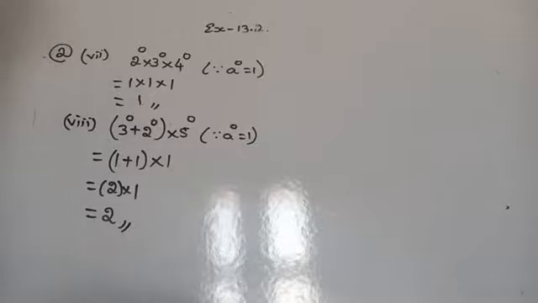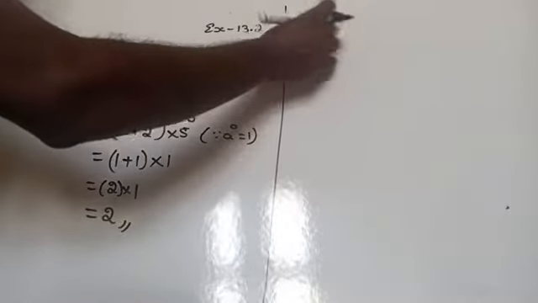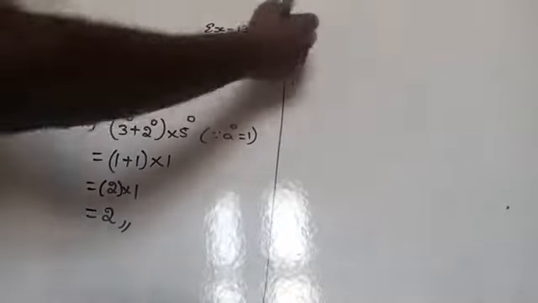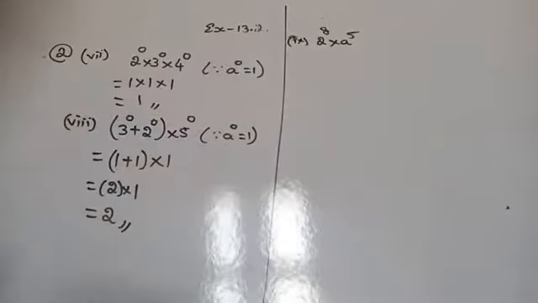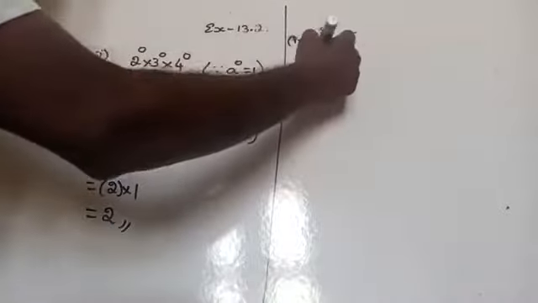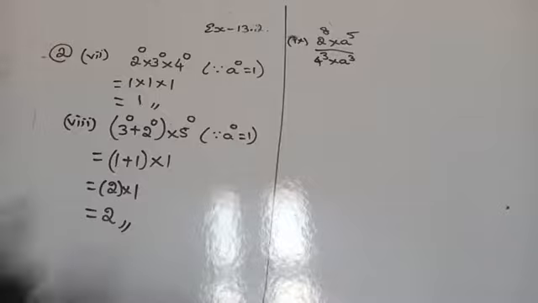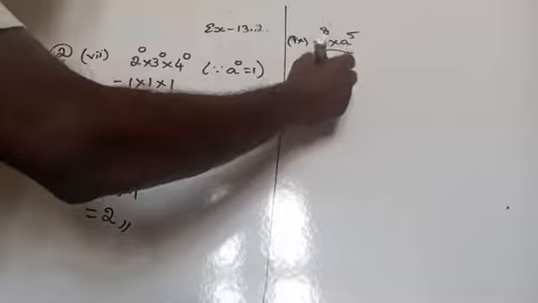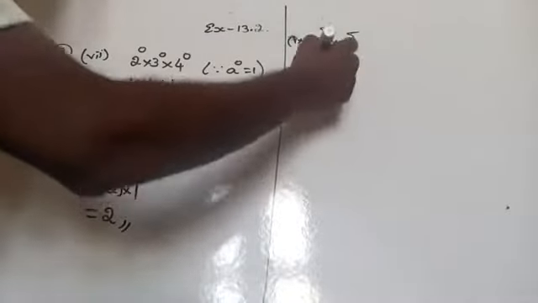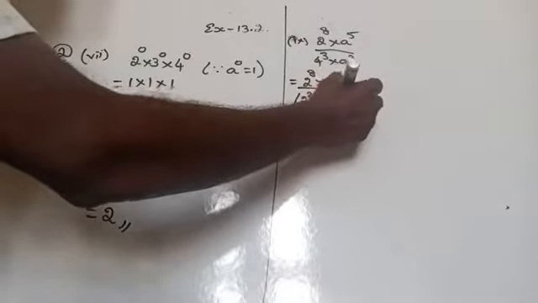It is given that 2 power 8 into a to the power 5 divided by 4 power 3 into a to the power 3. Am I right? Yes, 2 is a prime factor, but 4 is not a prime factor. So what you can do? 4 can be written as 2 square. So 2 square the whole power 3 into a to the power 3.